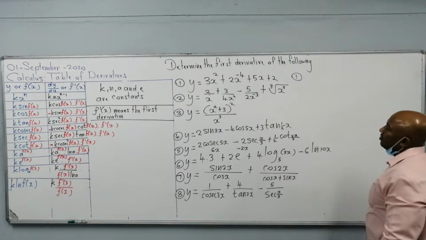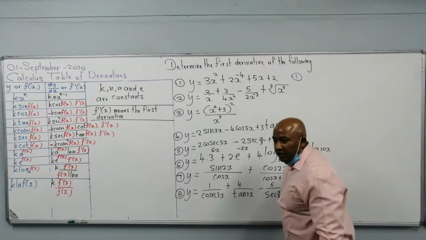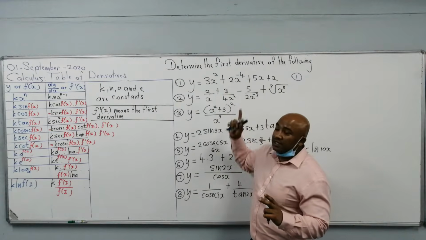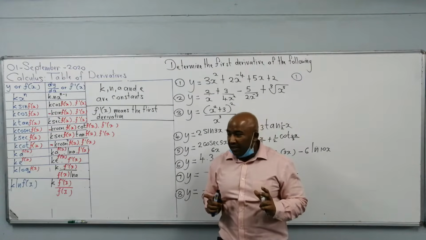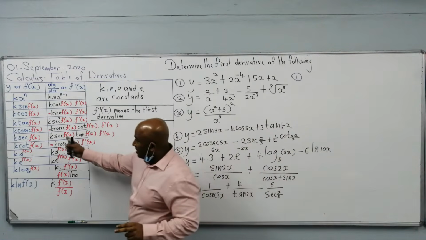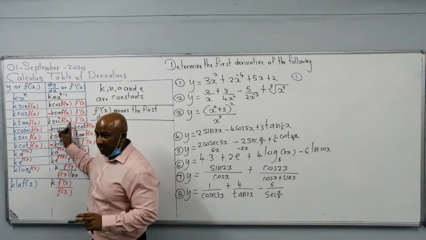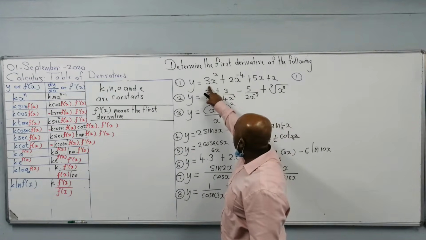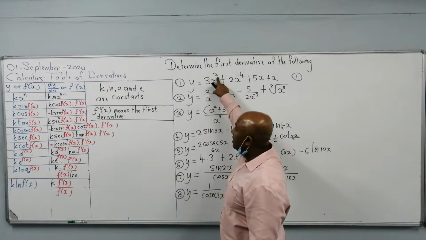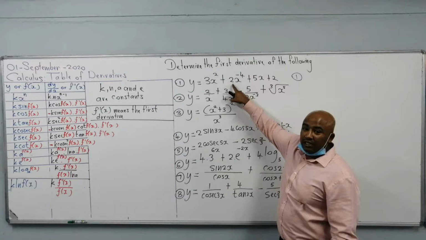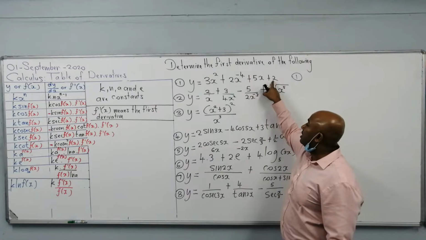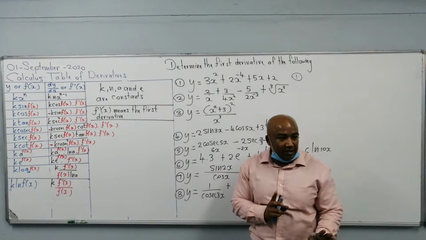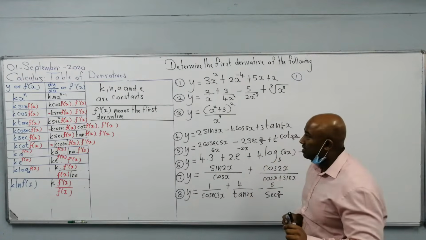So here, for number 1, first of all, if you want to differentiate, make sure that all terms are in standard form. Standard form means it must look like something on the left-hand side of this table. So let's look at term 1. Term 1 is in standard form. Here's your kx to the power n. Term 2 also in standard form, kx to the power n. Term 3, term 4. So they're all in standard form. I do not need to manipulate anything there. I can differentiate it straight away.